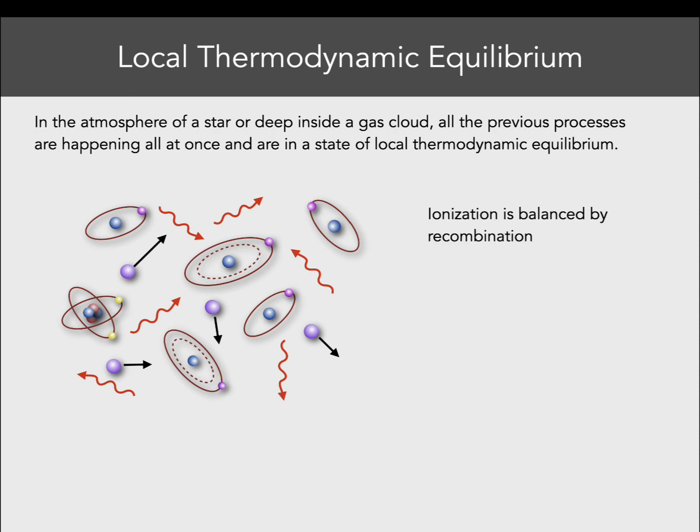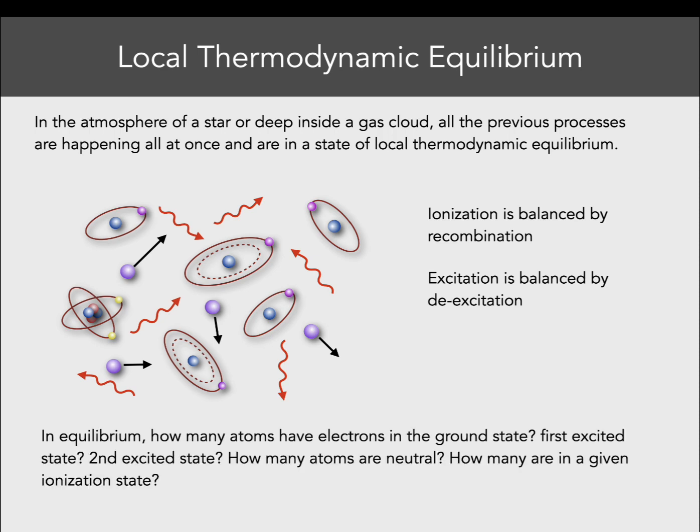For the atmosphere to be in local thermodynamic equilibrium, we're going to assume that the rate of ionization is balanced by recombination. So it's not getting more and more ionized over time, but there's a balance. We'll also assume that the rate of excitation is balanced by de-excitation. And what we want to do is to be able to calculate, if we're in equilibrium, and at a certain temperature, how many atoms are in an excited state compared to the ground state? How many atoms are ionized compared to neutral?